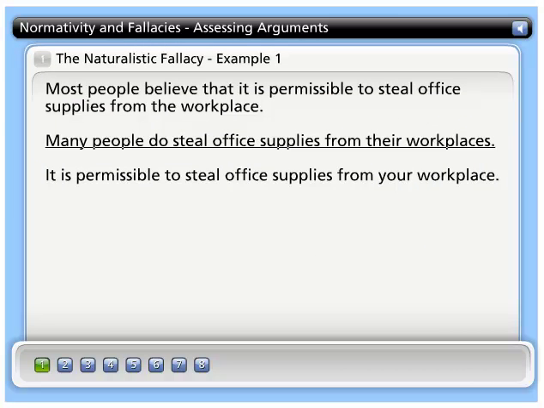Let's take a look at this example. Most people believe that it is permissible to steal office supplies from the workplace. A few pens here, a few paper clips there. Many people do steal office supplies from their workplaces. This is a bad argument, because you see two non-normative premises and a conclusion that is evaluative and therefore normative. The conclusion says that it is permissible to steal office supplies from the workplace. So this commits what we call the naturalistic fallacy.